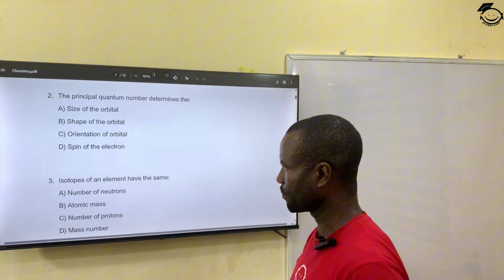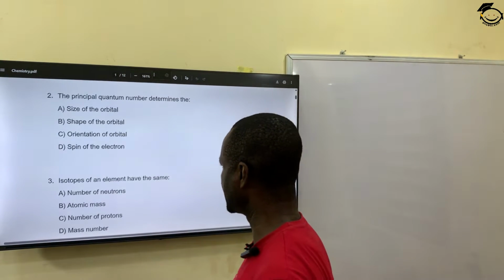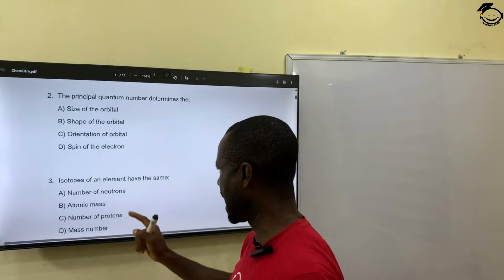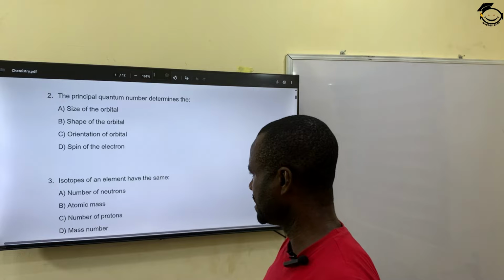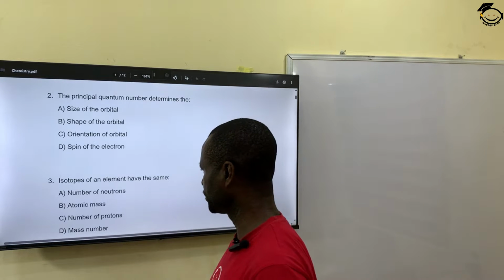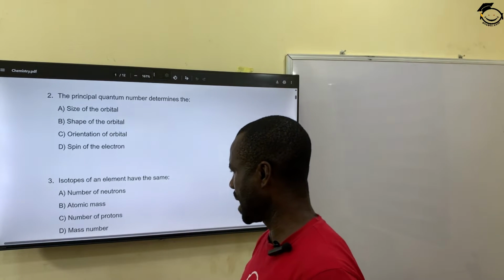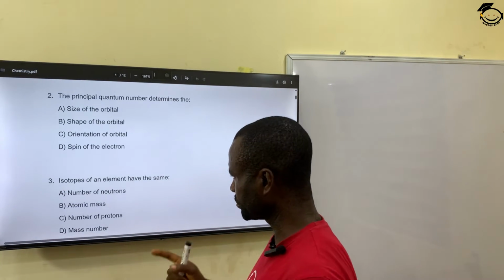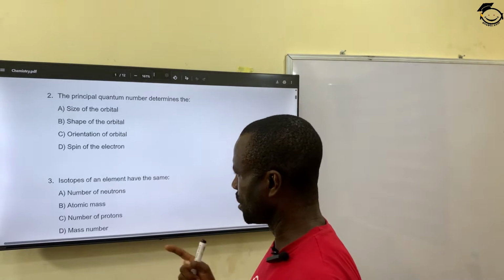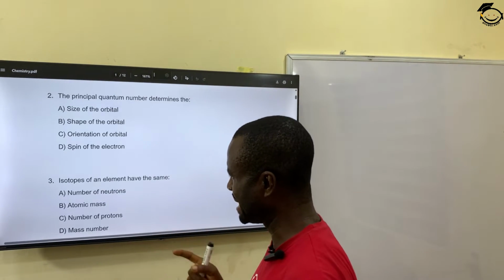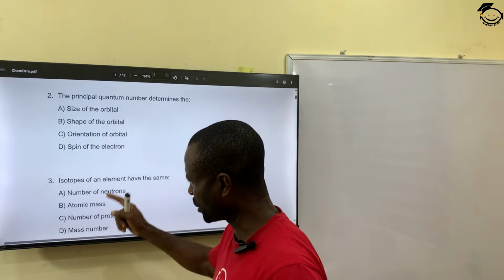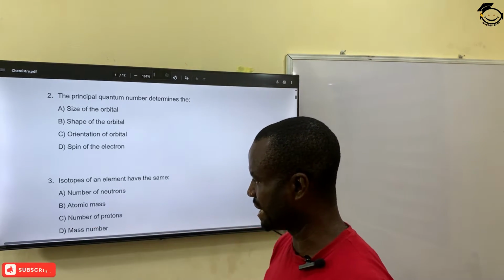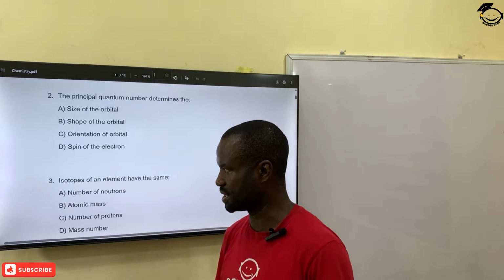Number three, isotopes of an element have the same A, number of neutrons, B, atomic mass, C, number of protons, D, mass number. Atoms of an element called isotopes usually have the same atomic number, but there is no atomic number here. But atomic number is defined as the number of protons. So the correct answer here is number of protons, which is C.